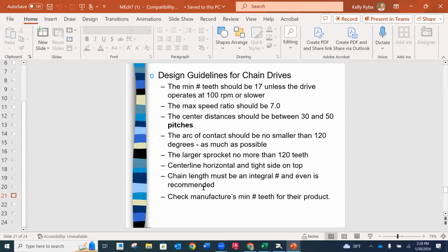Center line horizontal. The chain length must be an integer number, and an even number is recommended. The chain length, as I said earlier, is when we count the pitches coming off of the spool. That has to be an integer number because we can't have half of a pitch. An even number is recommended to be sure that the same teeth aren't always going on the same roller. And lastly, check the manufacturer's minimum number of teeth on their product. They might have a different minimum requirement. These are just industry guidelines.